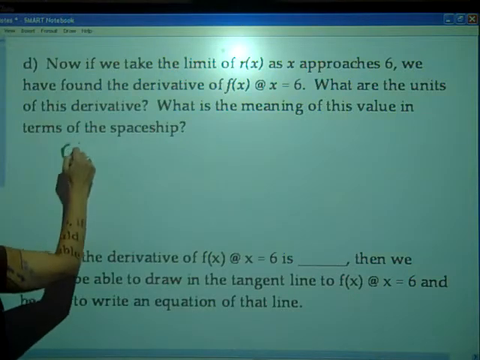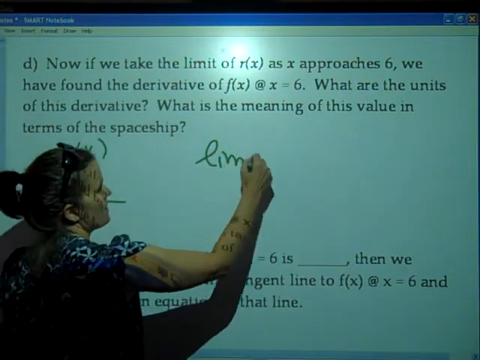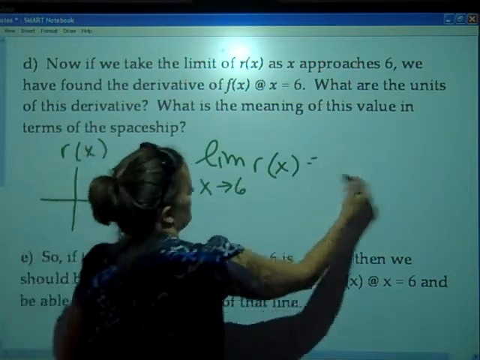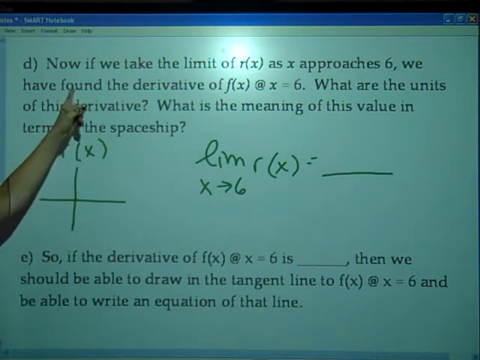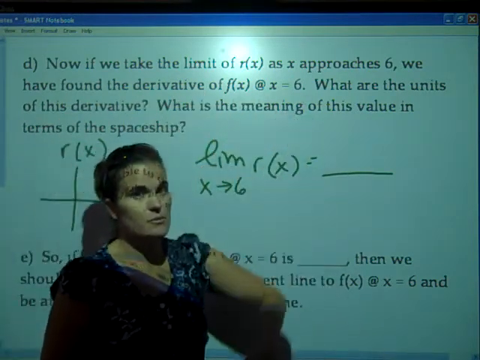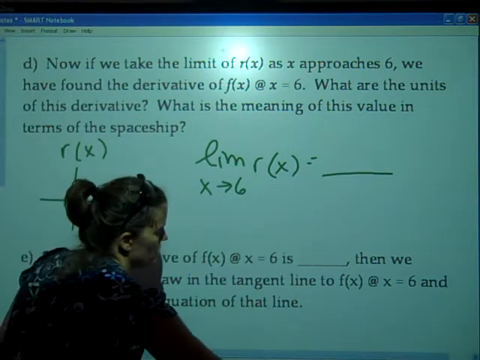Okay, so if we look at this picture, this is going to help us answer that next question. Now if we take the limit of r of x as x approaches 6, so the question here is taking the limit of r of x as x approaches 6, what do we get? Okay, that value will be the exact value of the derivative of f of x at x equals 6. Okay, basically we've just used the definition of derivative without even realizing it.